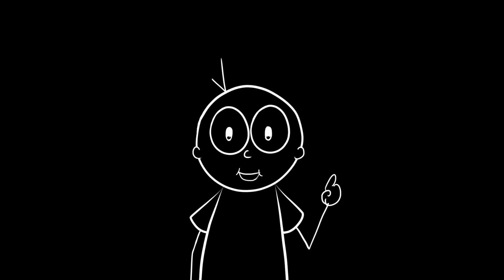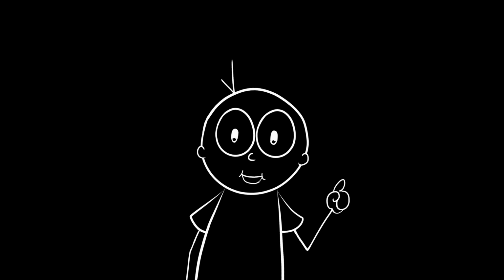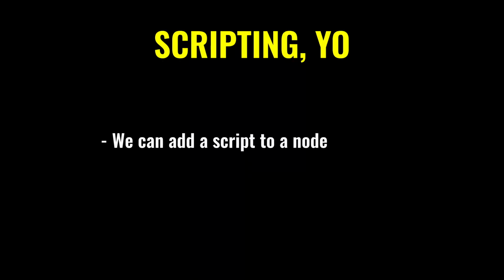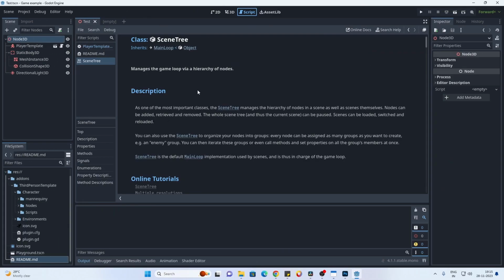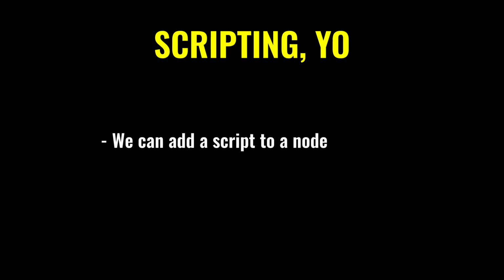Cool. And before we get to the final important concept, we need to know how to script in Godot. This requires a dedicated video, so let me know if you want something like that. But to make it short, we can add a script to a node. Because of how nodes work and the fact that we can access the scene tree anytime within a node, we pretty much only need a single script per node.